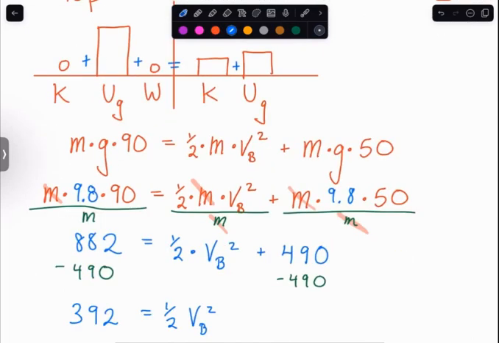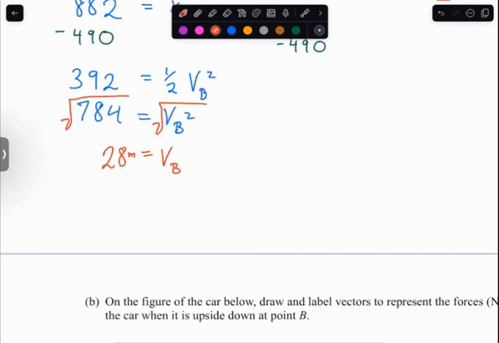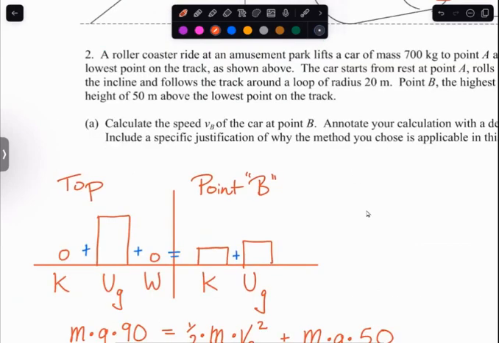All right, so I put in the numbers and I get 882 is equal to 1/2 V_B squared plus 490. I subtract the 490 from both sides. I get 392 is equal to 1/2 V_B squared. Multiply that times 2. All right, so the velocity at point B is 28 meters per second. Yeah, that was a really good question. So on the left, it was your top, and on the right, it was at point B.